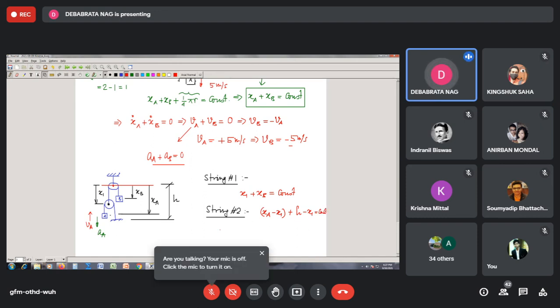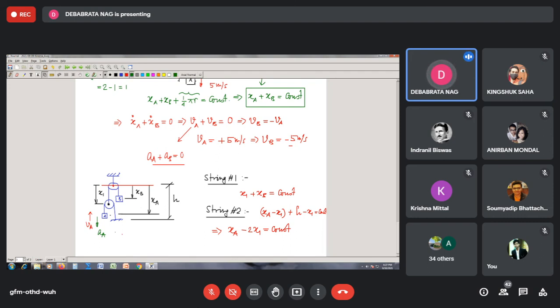Now since h is going to be constant, I can rewrite my second constraint relationship and say that xa minus twice x1 is going to be constant. So how many coordinates have we used here? You recall, m is equal to 3. Yes. And how many constraints have we used? So n becomes equal to 2, because for two strings we have two string constraints.